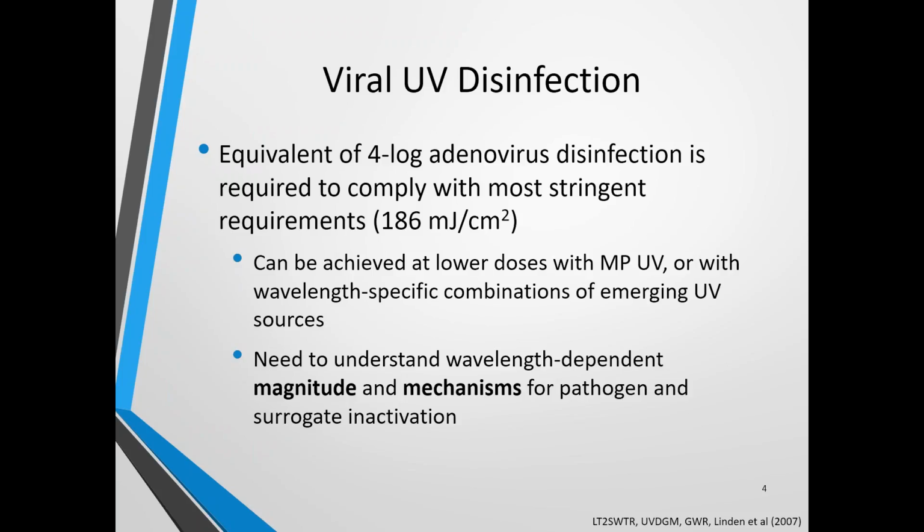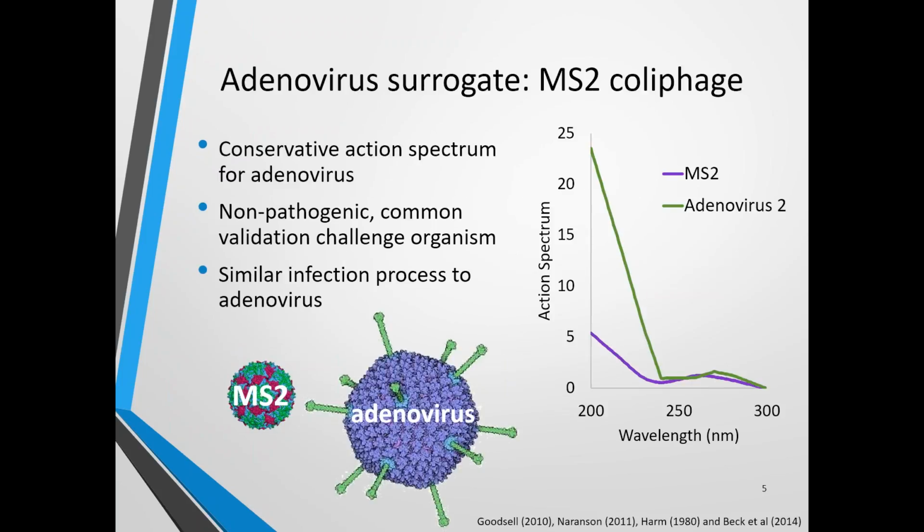And we're starting to show this for wavelength-specific combinations of new UV sources like UV LEDs. To best optimize these wavelength-specific combinations of UV sources, we need to understand the spectral magnitude and mechanisms for how our pathogens and the surrogates that we use to model them are disinfected. MS2 coliphage is a commonly used surrogate for virus disinfection.